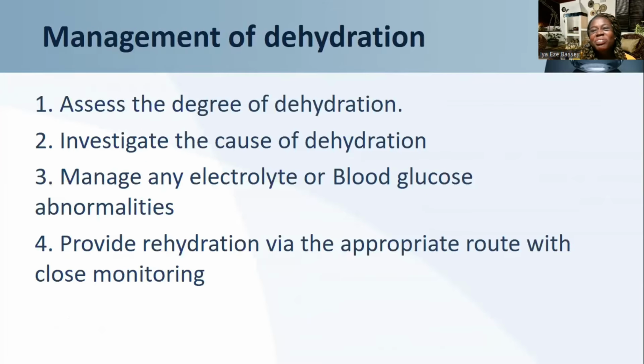All right? Okay, so how do we manage dehydration? First of all, you have to assess the degree of dehydration. Is it mild? Is it moderate? Is it severe? If it's mild, you can just give the person oral rehydration therapy and it ends there. But if it's severe, you have to do much more, clinically investigate the cause of dehydration. Because of the different electrolyte imbalances, acid-base imbalances, blood glucose abnormalities, you also have to manage those by giving the right medicines that can take care of these issues.